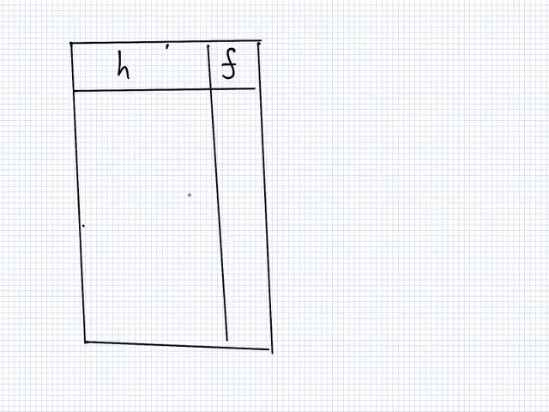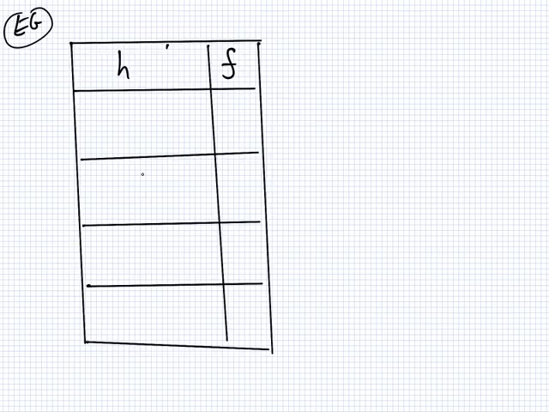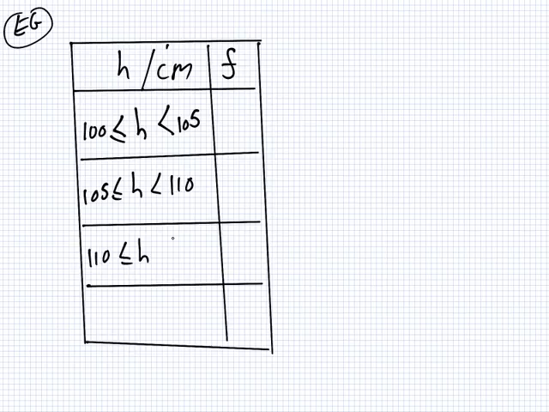So we'll do another one together. Probably should write this one down because this is more like a real question. So the heights are in centimeters, so we'll go with, say, 100 to 105, then 105 to 110, then 110 to 115, then 115 to 120. So this is our frequency table.